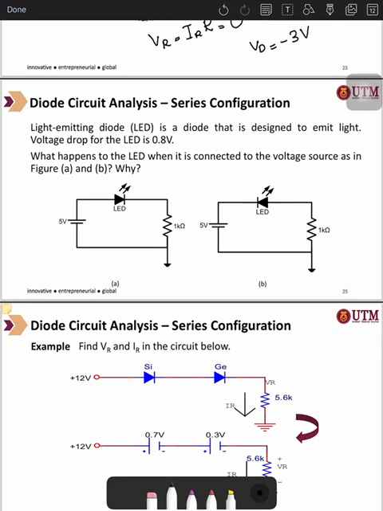A light emitting diode is a diode that is designed to emit light. The voltage drop for the LED is 0.8 volt. What happened to the LED when it is connected to the voltage source as in figure A and B, and why?